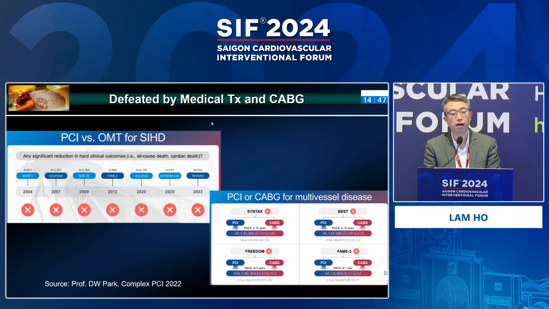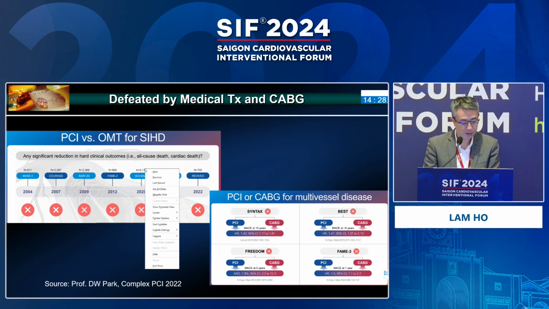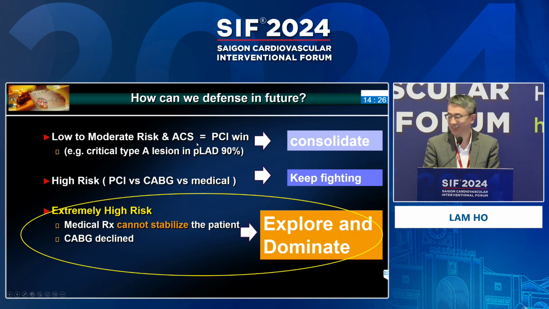I hope through this presentation, everyone gets some inspiration about the future trend of PCI and also the use of hemodynamics. If you go to meetings, no matter where you go, you will see lots of studies published, and most of the time PCI was defeated by medical treatment or by CABG. So in the future, how should we go? How can we defend ourselves?